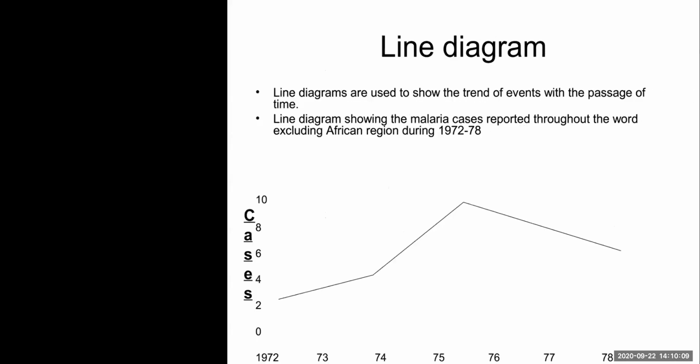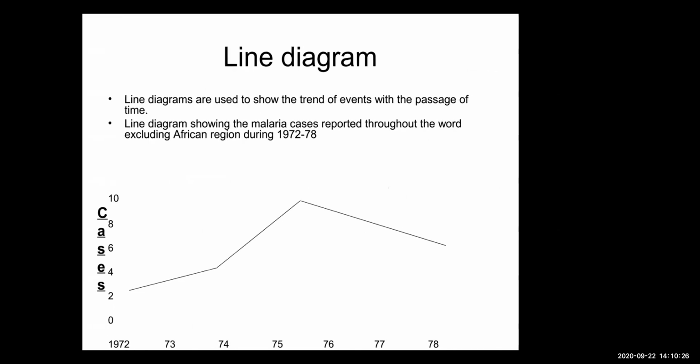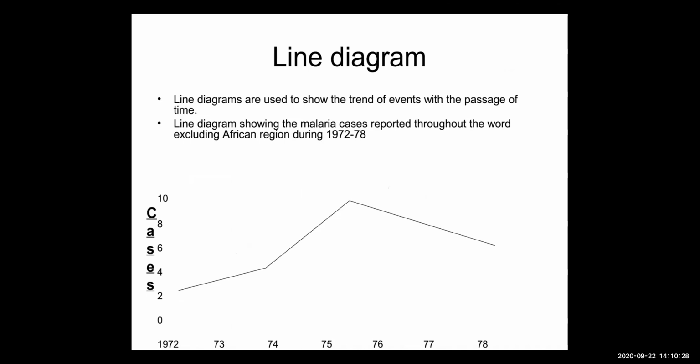Then we have a line diagram. Line diagrams are used to show the trend of events with the passage of time. Here, the line diagram shows the malaria cases reported throughout the world excluding the African region during 1972 to 78. We can see that in the year 76, it was at its peak, and then slowly after that it started decreasing.